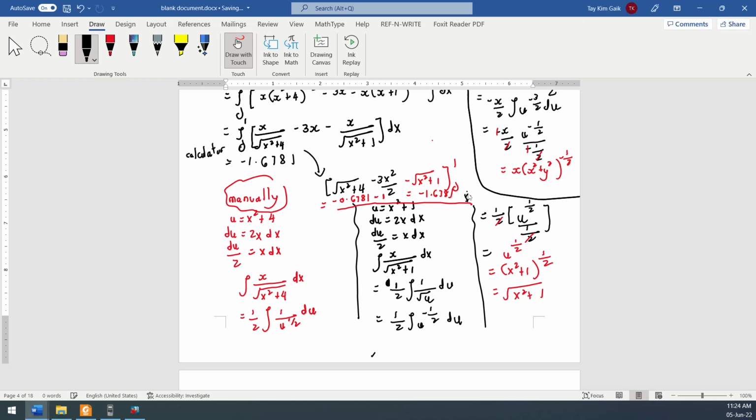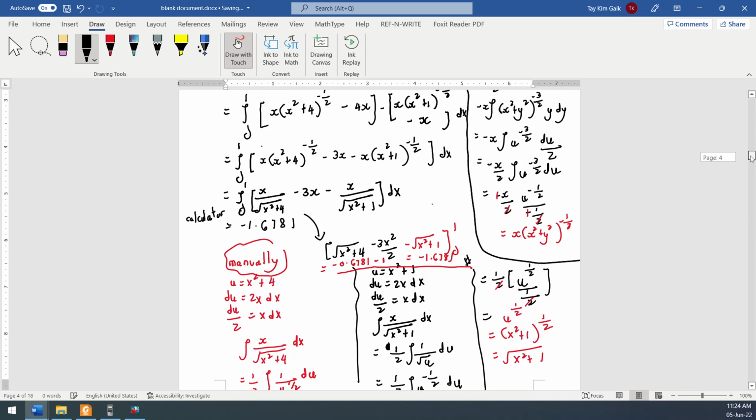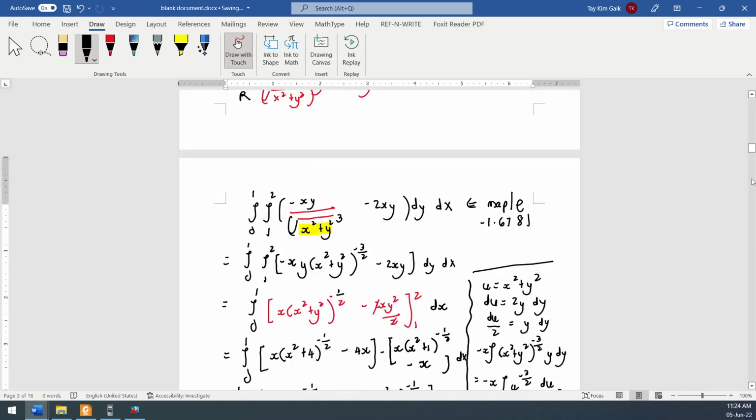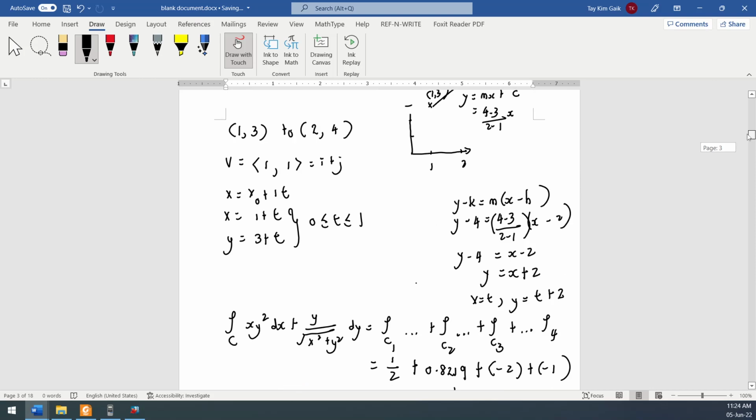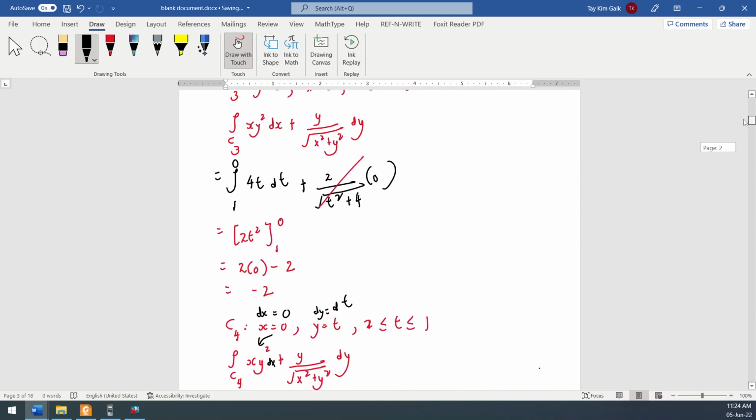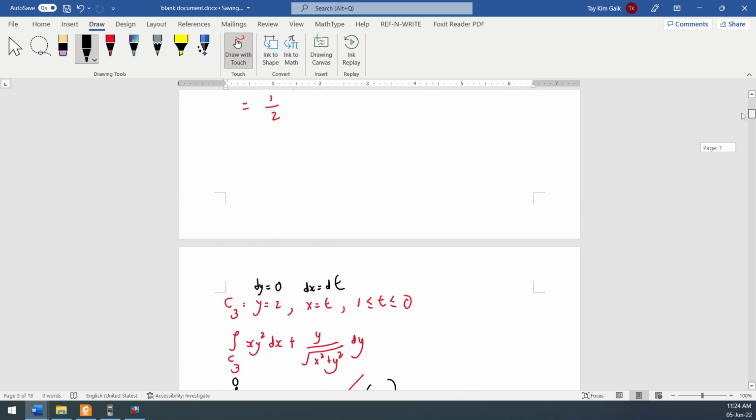So you see, you can either do this part using the calculator, or you can integrate manually, or this is from Mapper. It is proof that we have verified Green's theorem, because we used Green's theorem, and without using Green's theorem we obtain the same answer.